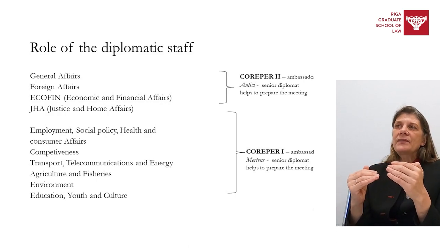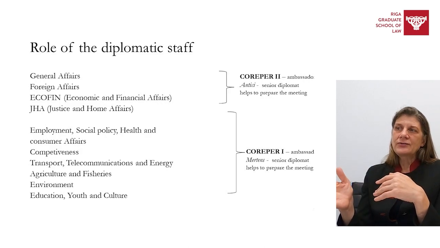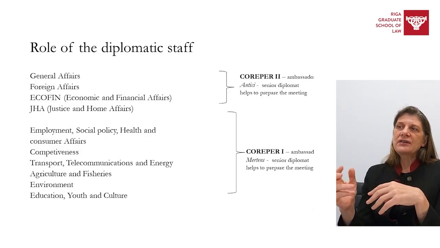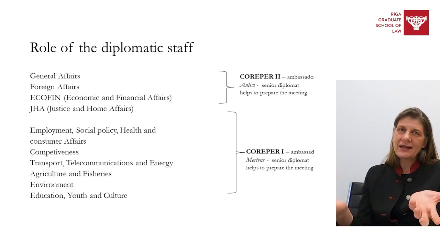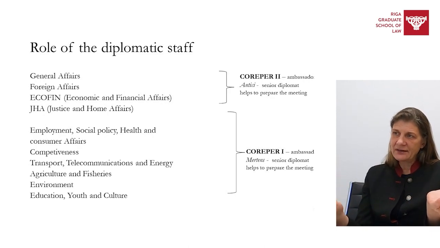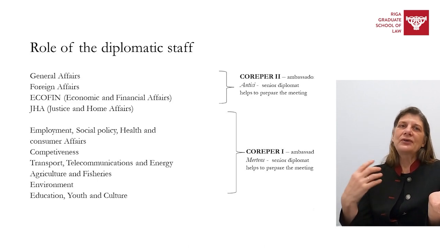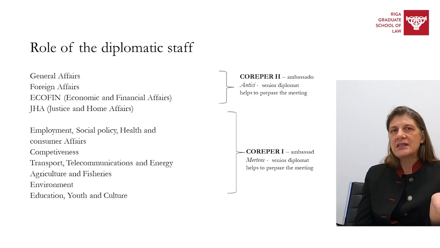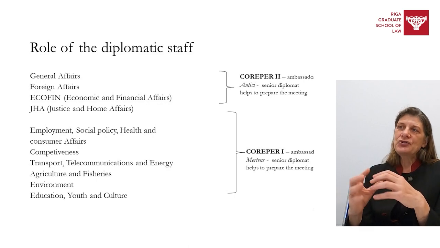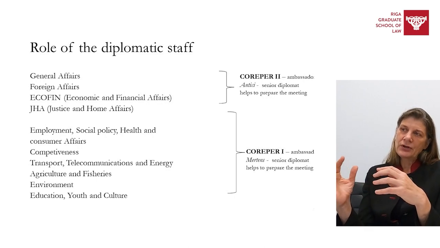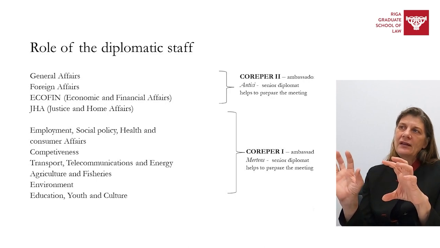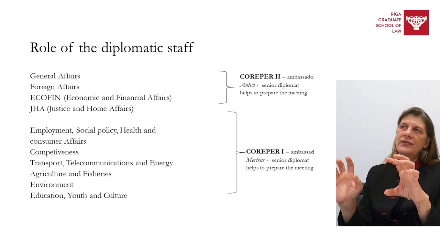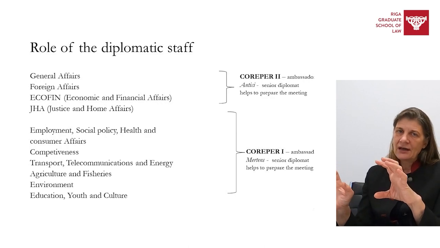And the same for Coreper I, also here the supporting group was named after the family name of a Belgian diplomat at that time, and now the whole meeting is called the Merchants Meeting. So these are two levels of Coreper ambassadors, but not levels in terms of seniority.